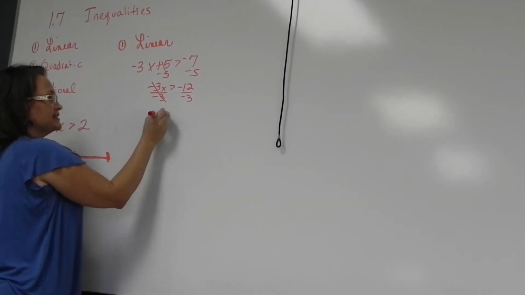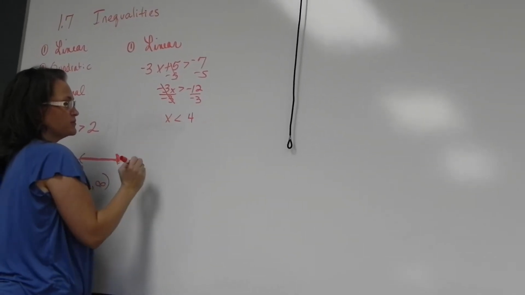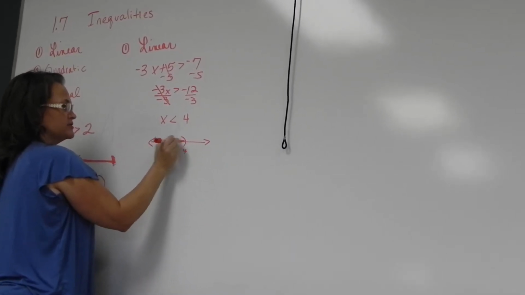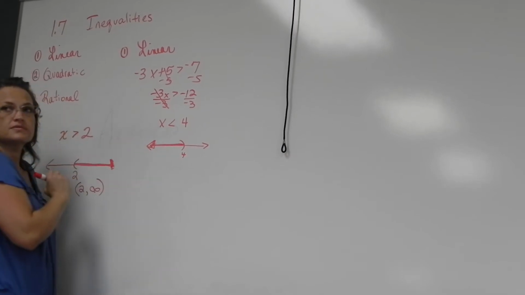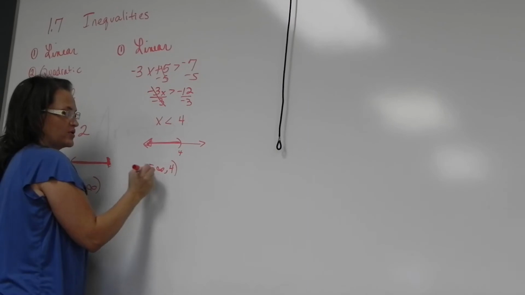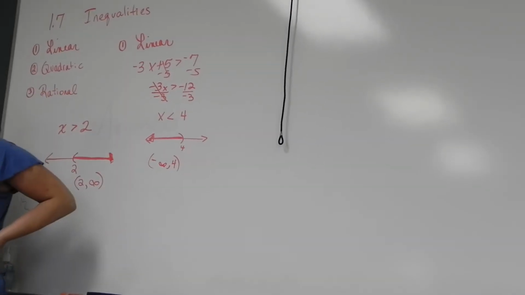So this becomes x is less than 4, which would look like this. Less than 4 goes this way. So we'd have negative infinity to 4 in interval notation. Okay?